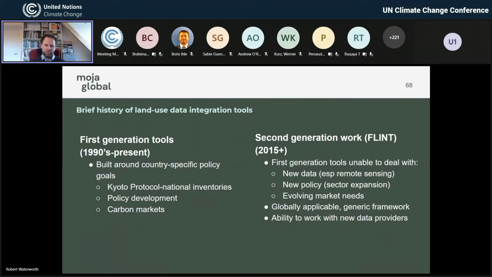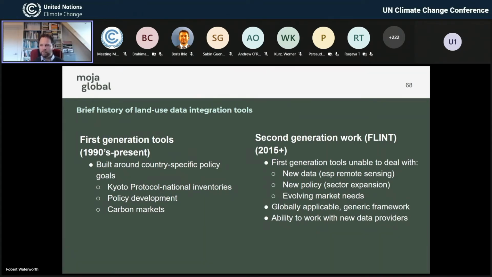So I'll talk briefly about just a brief history of the land use integration tools as we see it. And of course, people, please feel free to jump in if you have other ideas here. But when we look at the first generation tools, and I'm largely thinking here the FullCams and the CBM CFS3s, largely built in the late 90s as a design, ongoing improvement, and they are still used inside these countries.